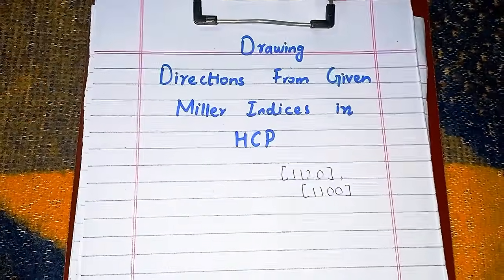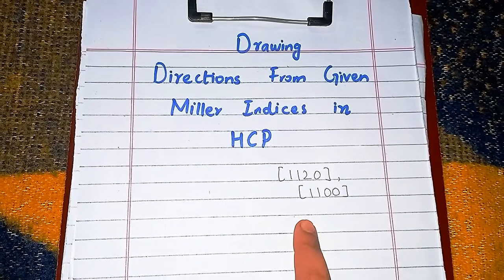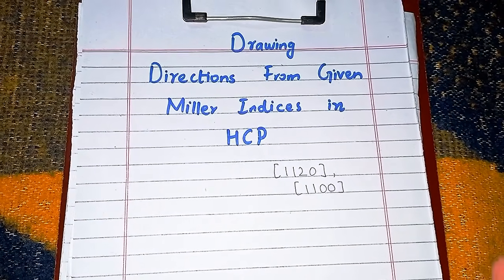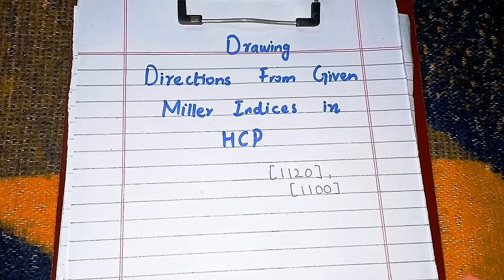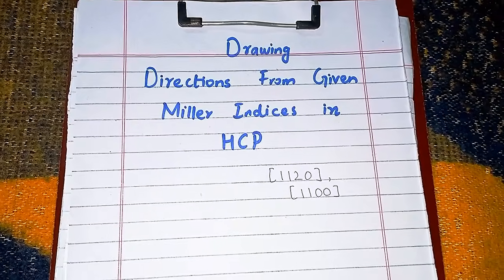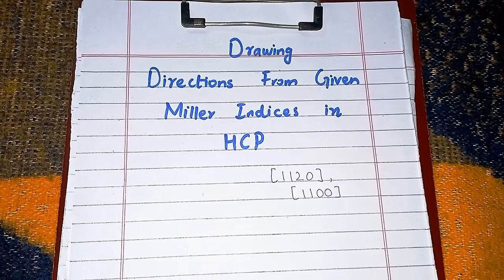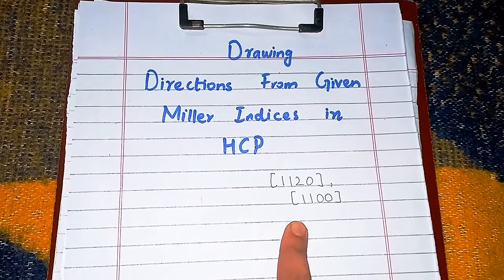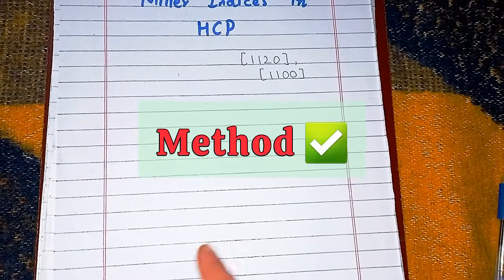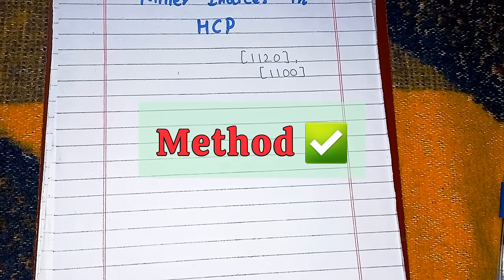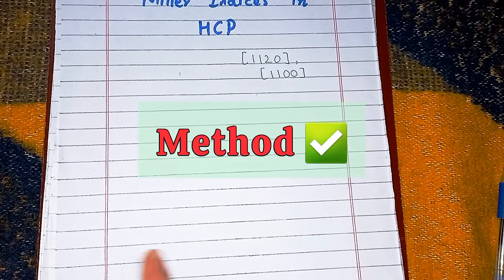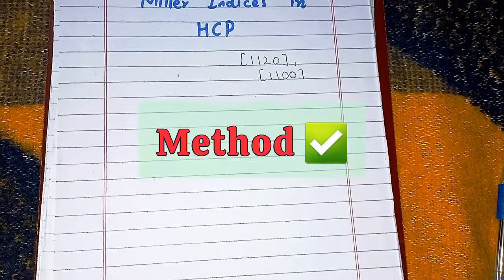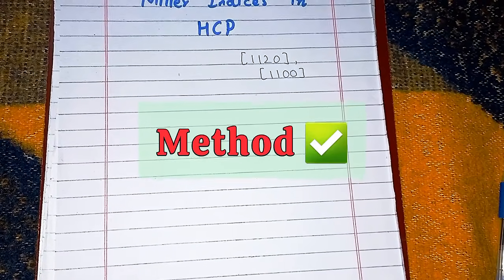In this video we'll be drawing these two directions, and in later videos we'll be doing some tricky problems in which we'll have negative Miller indices and a combination of everything. So let's get started with these two directions. First of all, I want you to have a look at the method that I am going to follow, and you can follow that method every time you draw directions from given Miller indices.